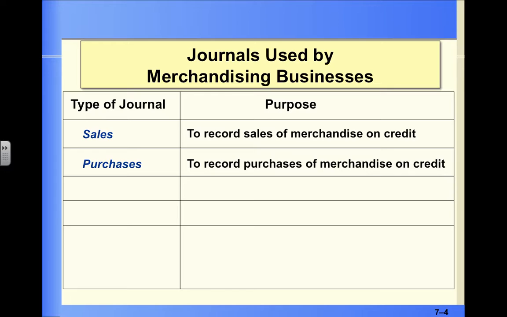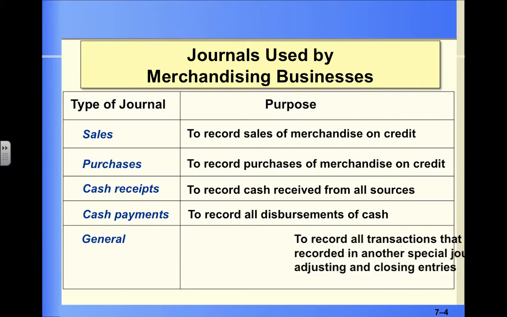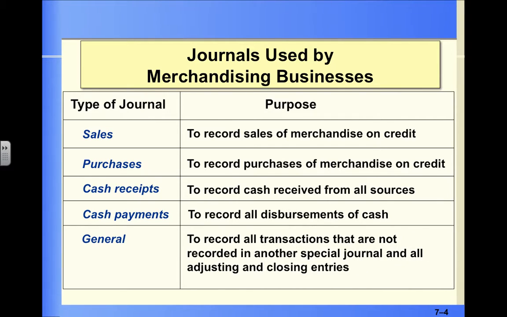Anytime you're going to purchase merchandise to sell on credit, you're going to use a purchase journal. And every time you receive cash, I'm going to teach you how to use a cash receipts journal. Anytime you pay out cash, I'm going to teach you how to journalize into cash payments. General journal is what you already know.